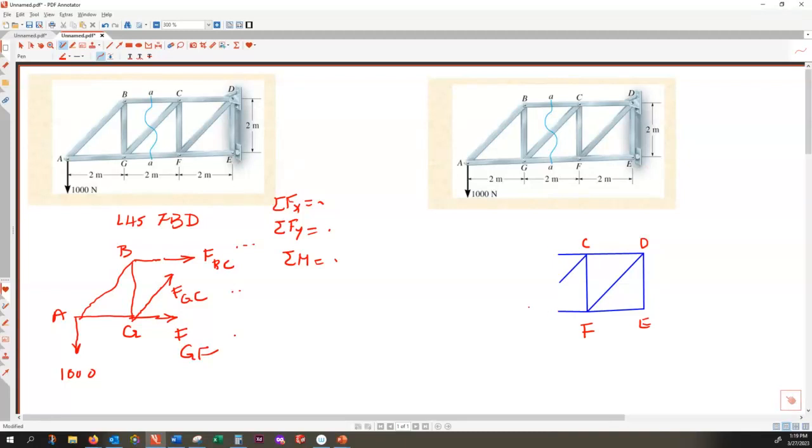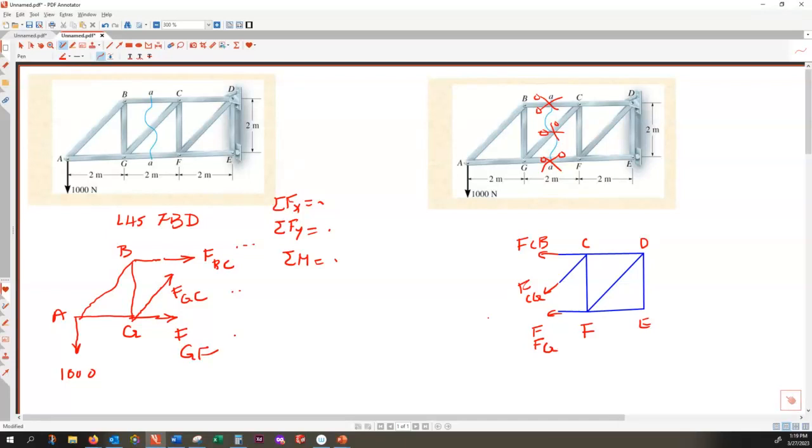And what about the internal forces? Because you're cutting through these members, you have to expose the internal forces. Exposing the internal forces, that is FCB, FCG, and this one is FG.